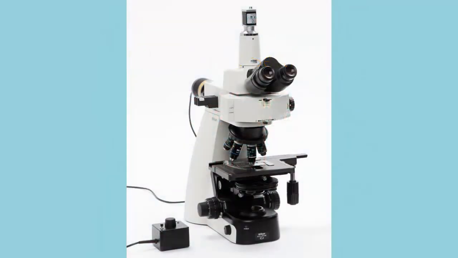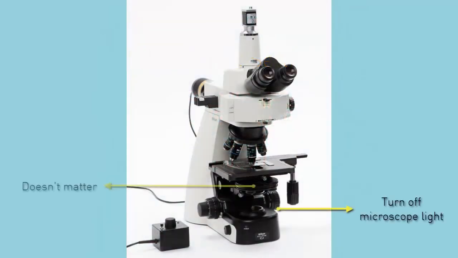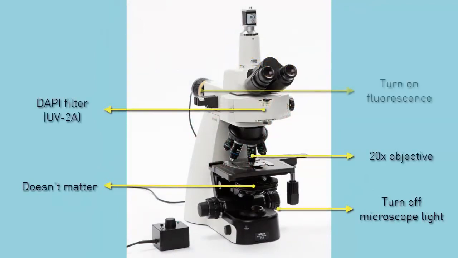Microscope settings. For vitality analysis, we'll turn off the microscope light. It doesn't matter the condenser position. We'll use the 20x objective and the fluorescence module with a DAPI filter.